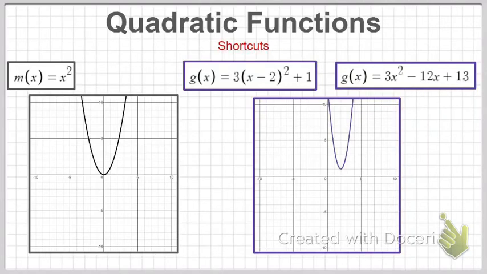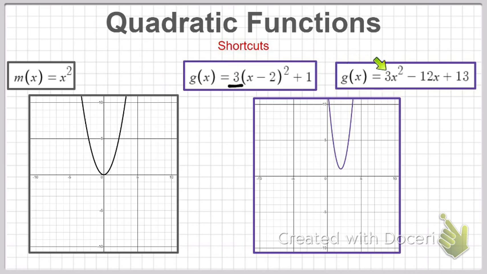Part 2 of shortcuts for quadratic functions. And these shortcuts, guys, are there for you to take notice of so that it makes it easier for you to graph quadratic functions so you can recognize them. Now, you'll notice that G is not too different from F. The only difference is this 3. Everything else is the same.